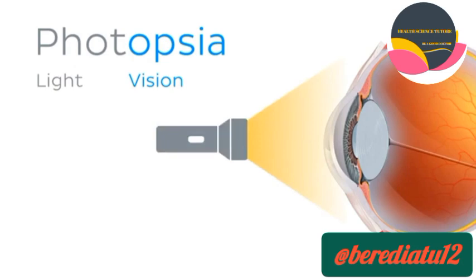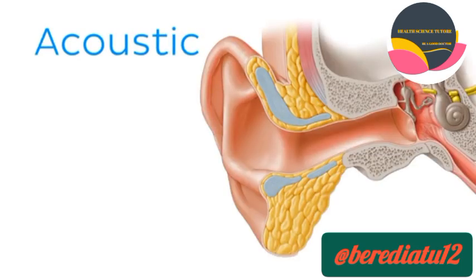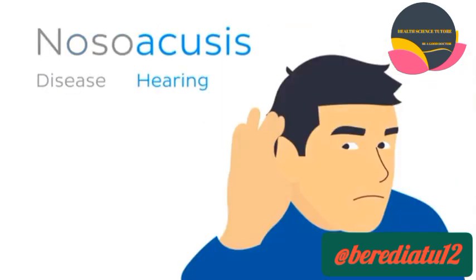And finally, let's finish up with one last suffix, acousis, which might remind you of the word acoustic, which hints that it refers to conditions of hearing. For example, nosoacousis is loss of hearing due to disease rather than aging.